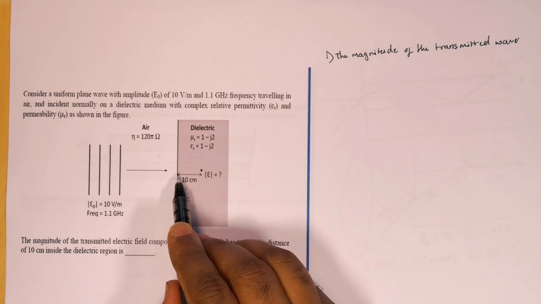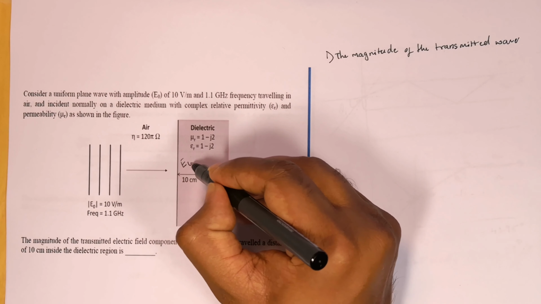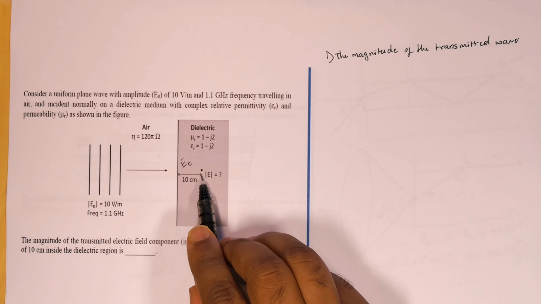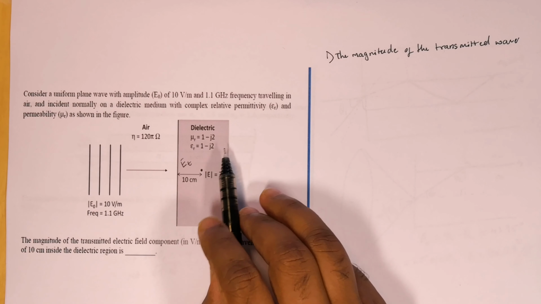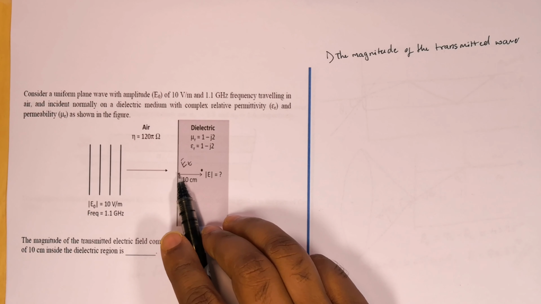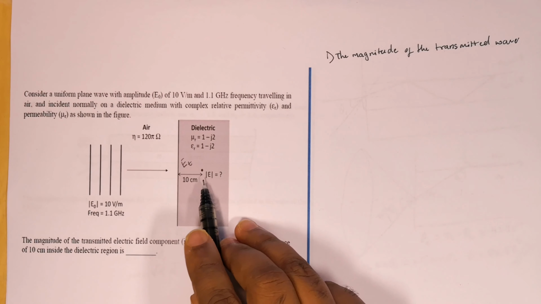Once you know how much it is transmitted, let's call it ET. Then you can see how much is the electric field at this point. This dielectric is lossy, so the electric field is going to decrease from the entry point until 10 centimeters, and we have to find the attenuation constant here.